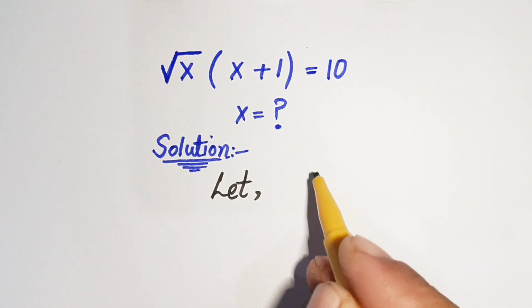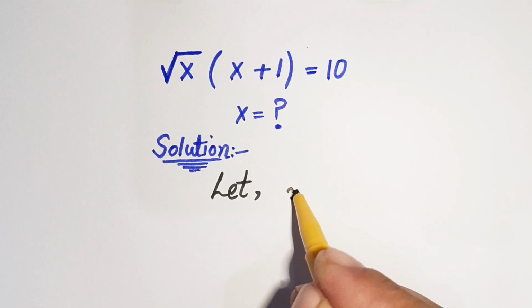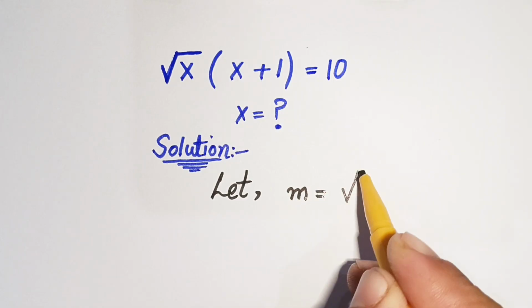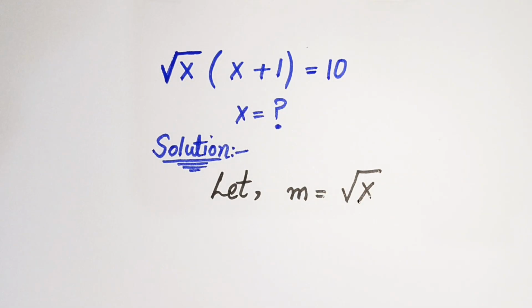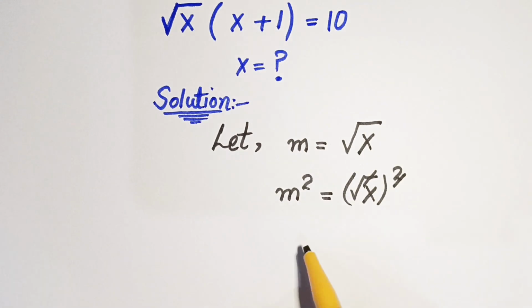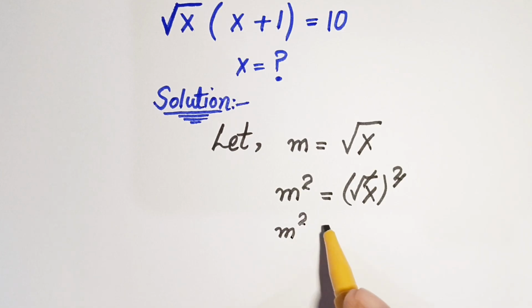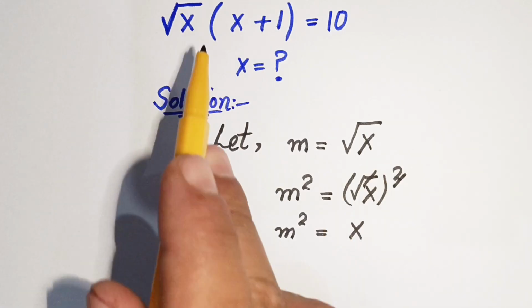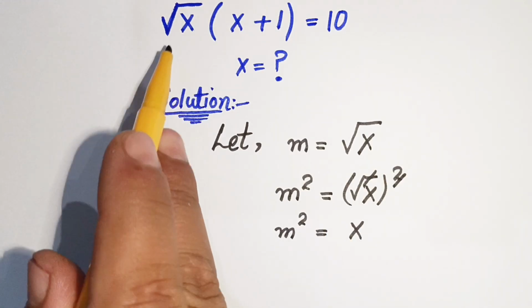that square root of x is equal to m. If we take the square on both sides, we get m squared on one side and square root of x whole squared on the other. Thus the square cancels out with the square root, and we get m squared is equal to x.